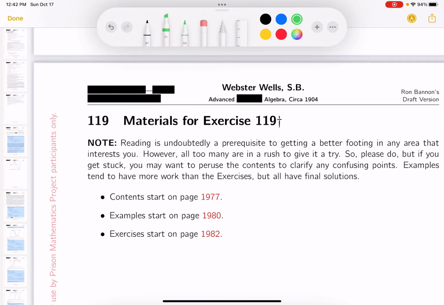Okay, we're in section 119 of the notes. As always, there'll be contents to look over, examples to do, and exercises that you really should be spending time on.